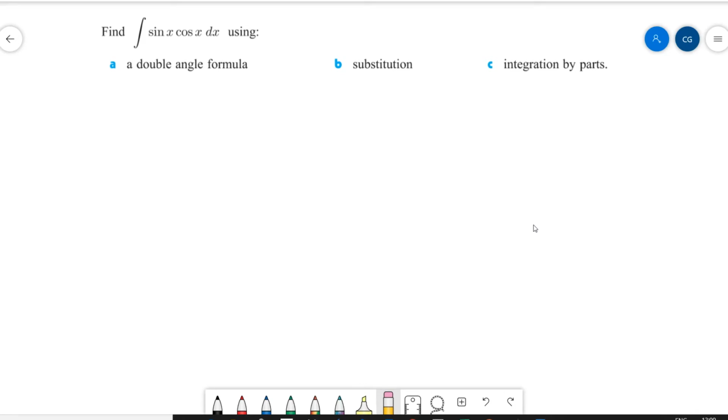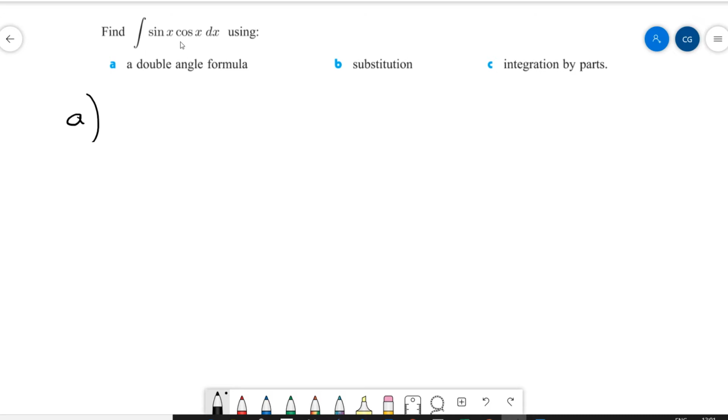We are still busy with integration. And in this case here, we've got a very interesting question. They give us: find the integral of sine x times cosine x. So this is given here, but they tell us to use different methods. We want to use all the different methods because sometimes a given question could specify that we should solve it using a given method.